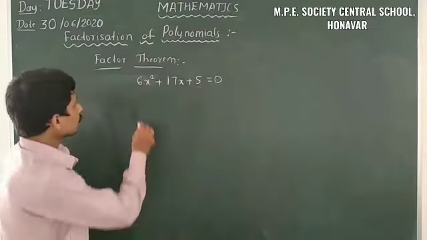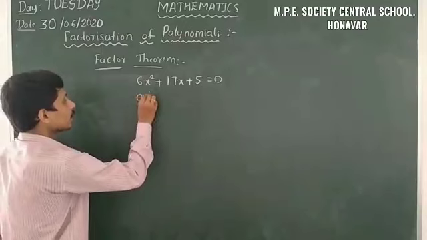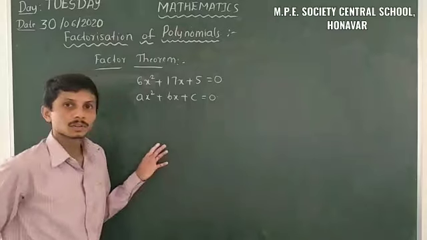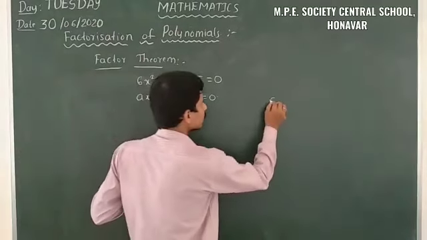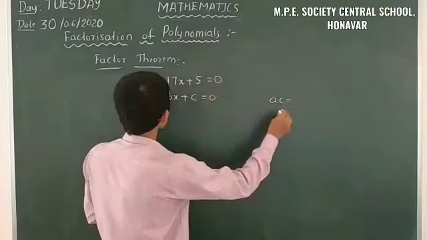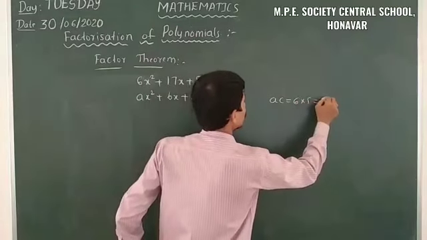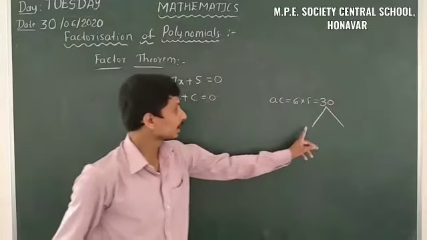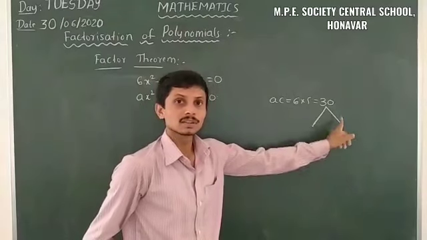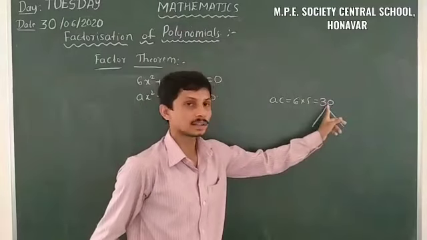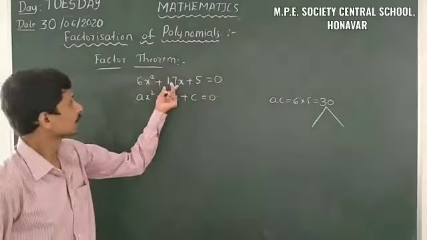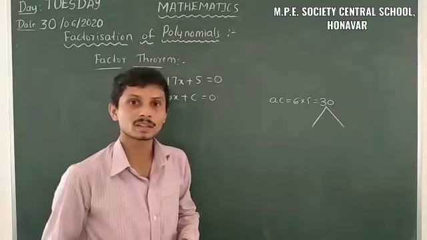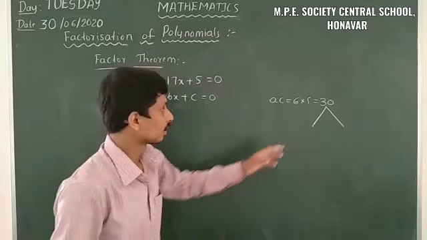So here I will write the polynomial as ax square plus bx plus c. For that we have to multiply a and c. So here a and c, 6 into 5 is equal to 30. So 30 can be split into two parts, where after multiplying we get 30 and after addition we get 17. So both cases are there. So let us check what those factors are.